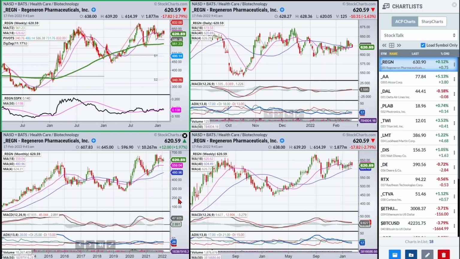Okay, so I got my 4 charts up now, and I'm looking at Regeneron monthly, weekly, daily, and then the weekly with a zigzag and a relative strength line. So one of the things I thought I'd mention is that throughout the rest of these stocks, there are a number of examples regarding MACD that I'm going to point out. So there's going to be a few lessons inside of this that I think are pretty important to watch.